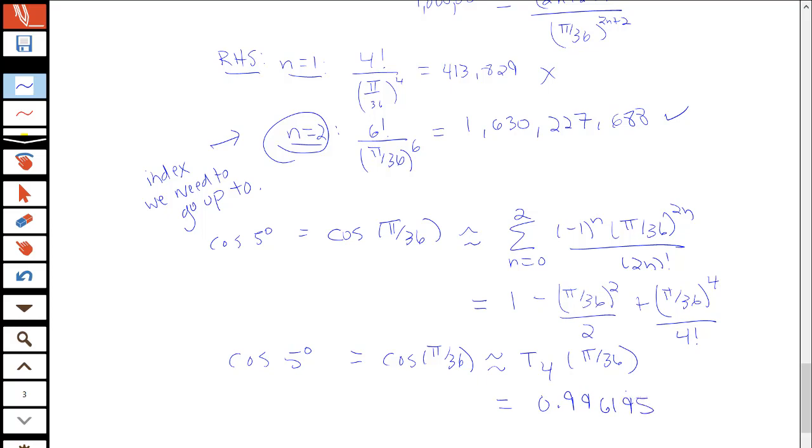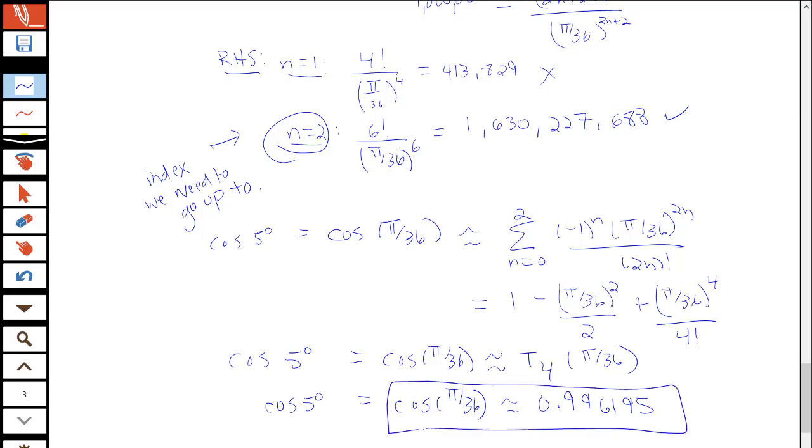0.996195. Let me clear up some of this. So this is the value here of the 4th order Taylor polynomial at pi over 36, but it is my approximation to cosine of pi over 36, or in other words, to cosine of 5 degrees, correct to the 5 decimal places that I needed for this problem.